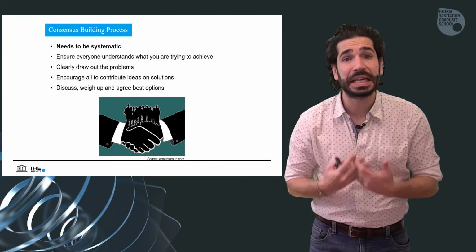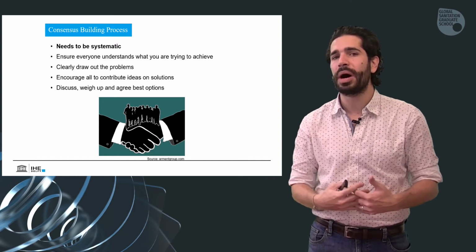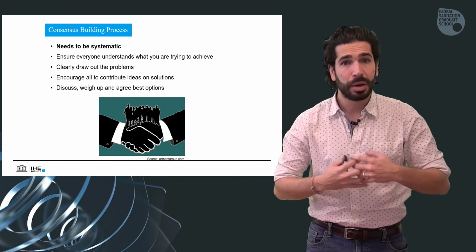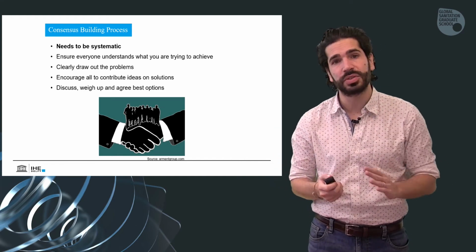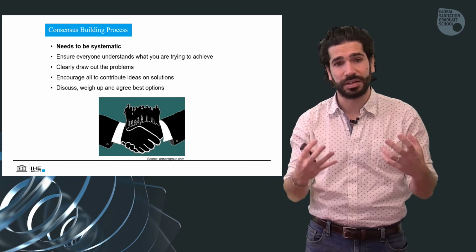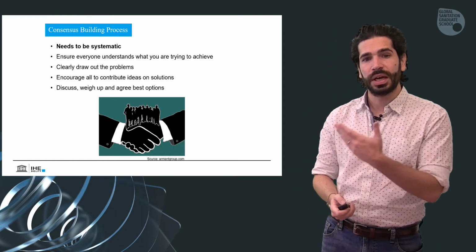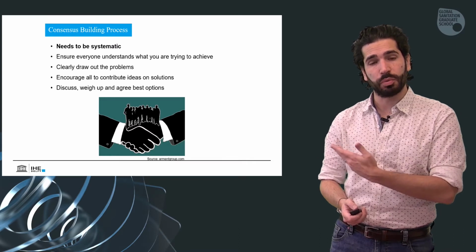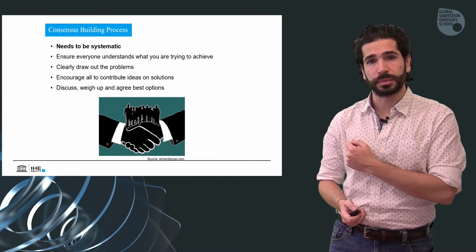As you see here, the key is that it needs to be systematic. You can't go about it in a happy-go-lucky way. You can't expect it to happen by magic. There has to be a system in your consensus building process to ensure that it's effective. Here are some of the other points that are key for a consensus building project. Take a look, and then we'll move on into how to actually do it.